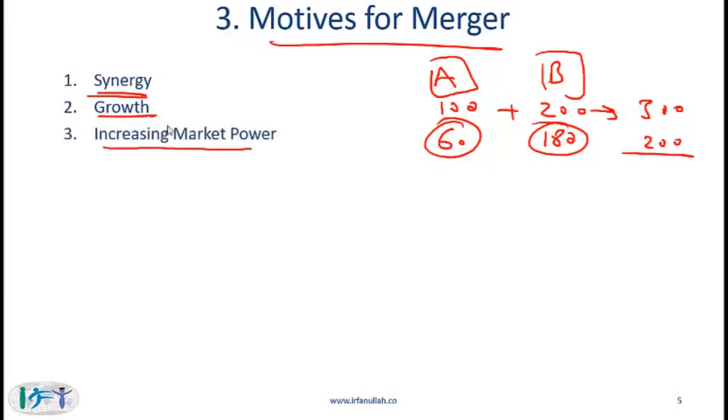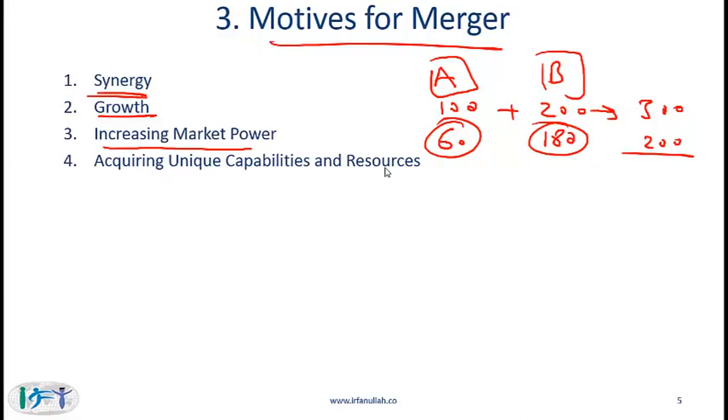Increasing market power, this is related to the synergy item, but one reason that a merger might take place is that in a given industry, if you have two medium-sized players combining, then they become a larger player in that industry, and as a larger player, they will have more market power.